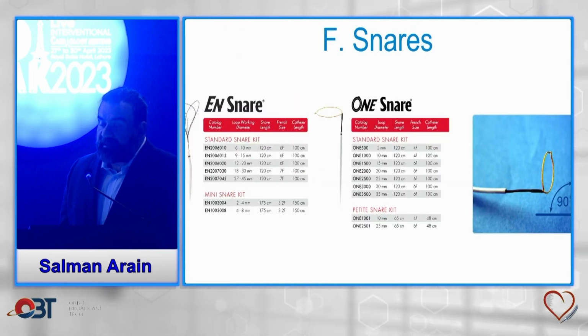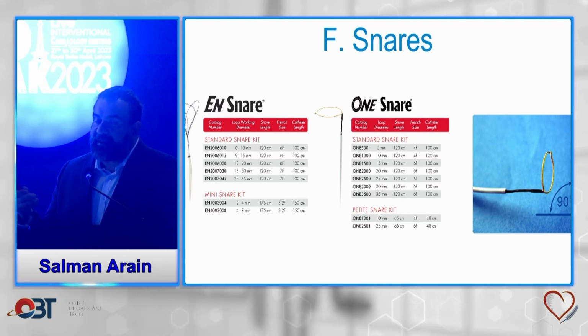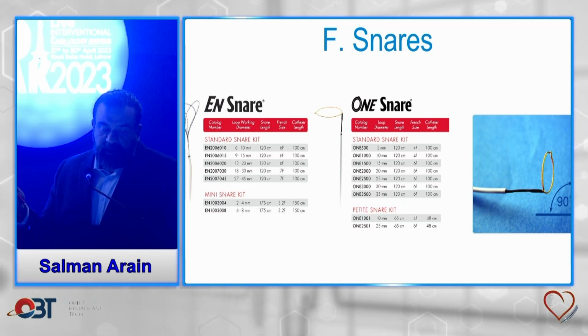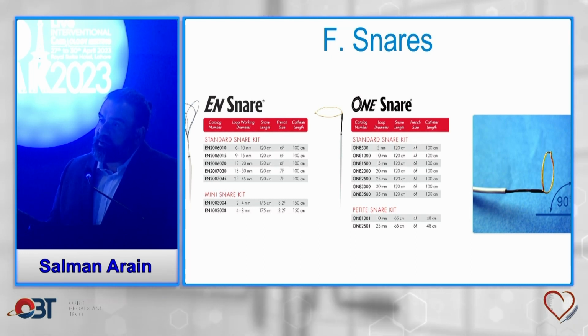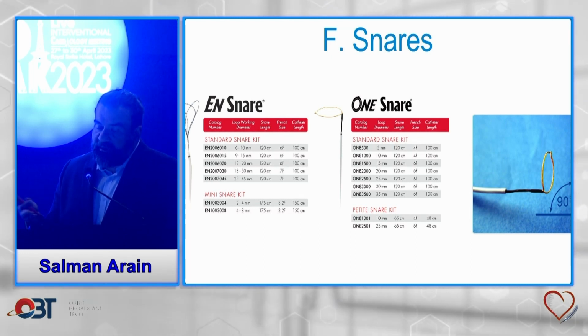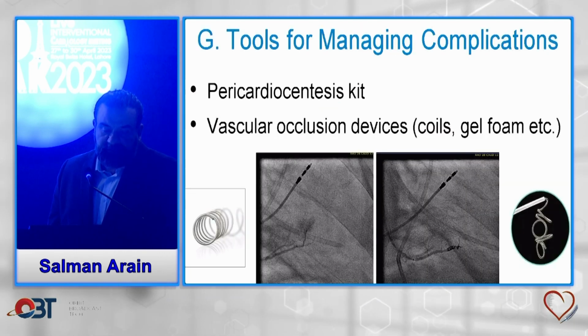Okay, snares. Sometimes when you come across, you can't make the channel, so you have to externalize the wires. You have the large snare, the EN snare, and the One snare. Sometimes you come retrograde and have to snare a wire within the coronaries. For that, you have the micro snare that you can see in the third panel.